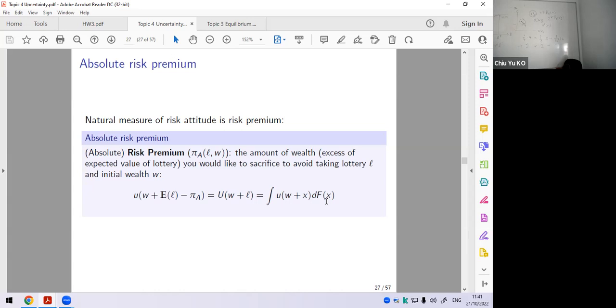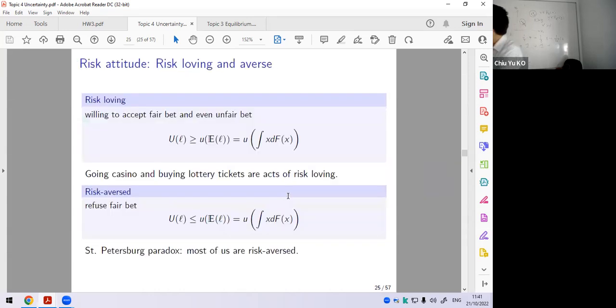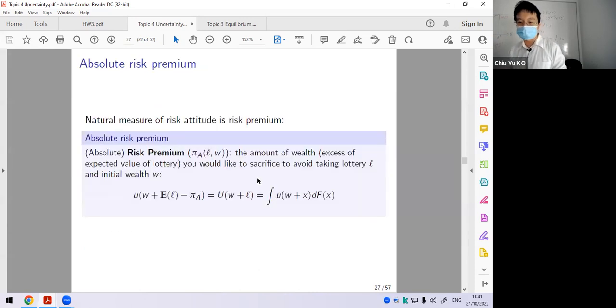So we have risk preference. Okay. So risk loving and risk averse are just a very good way to tell how people behave. And the more concrete way to talk about this is what we call quantify. It's called risk premium. It's a quantifiable meaning. So the definition is very simple.